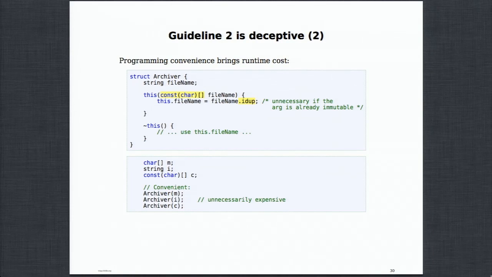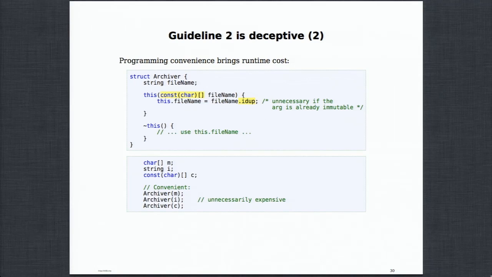The string must not be mutated throughout the lifetime of this object because it is going to be used in the destructor. If we go with the guideline and make it a const string, now the struct itself must duplicate what is given to it because const has erased the actual type of it, the type qualifier. And that, again, this copy is unnecessary if it were an immutable to begin with. So we made it convenient for our users, but it's unnecessarily expensive in this case.